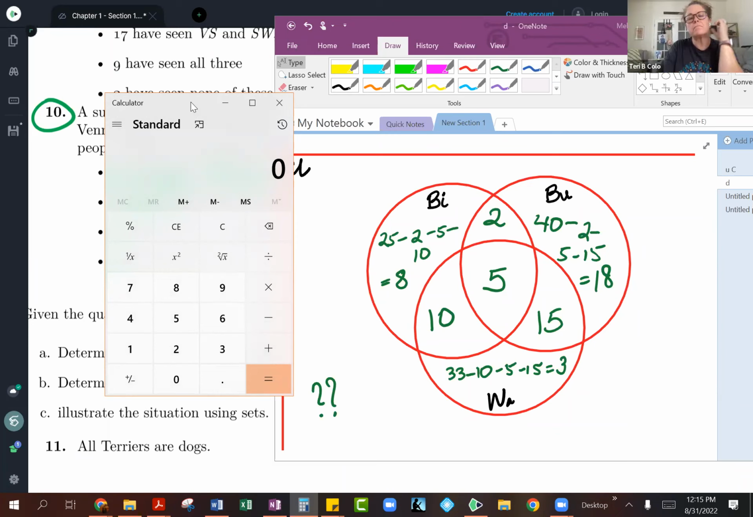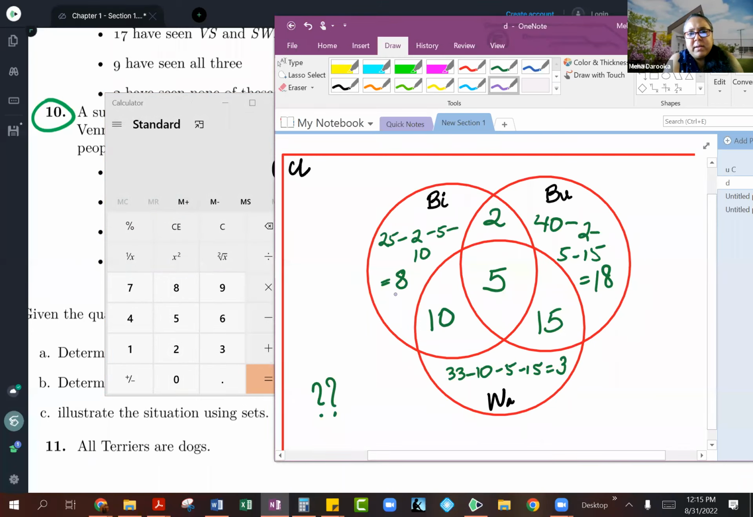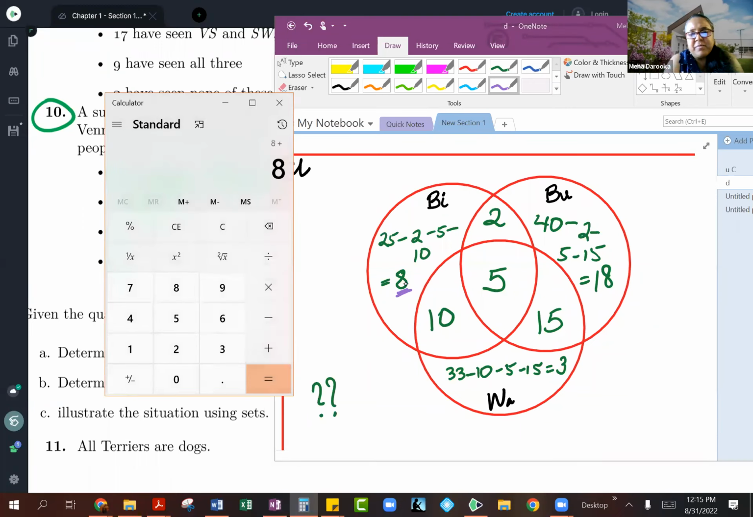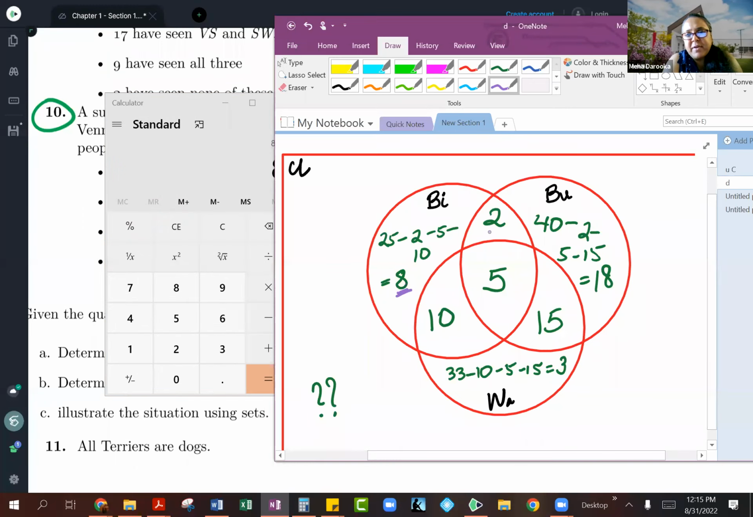So if we try and put this together, let's start with the bicycle circle. So you've got number 8 over here. So that's going to be 8 people for only bicycle. Then we have 2, 5, and 10. So then we're adding 2, 5, and 10. So that's the bicycle people. And you can see that does add up to 25, which is what they told us in the problem.